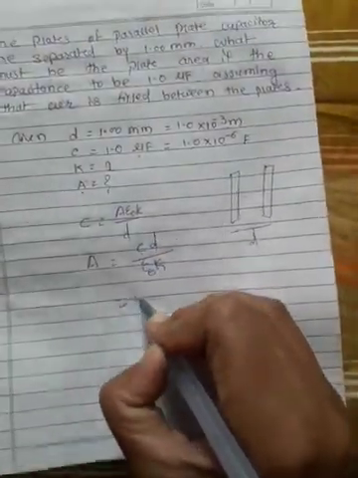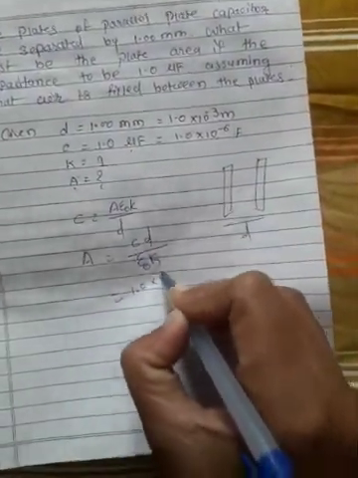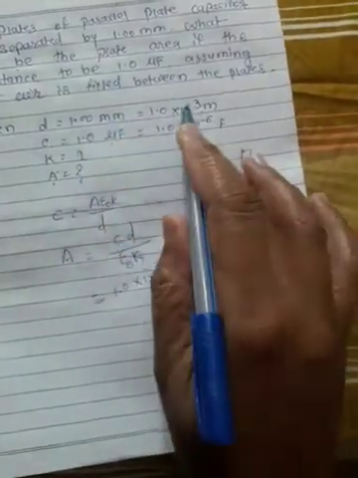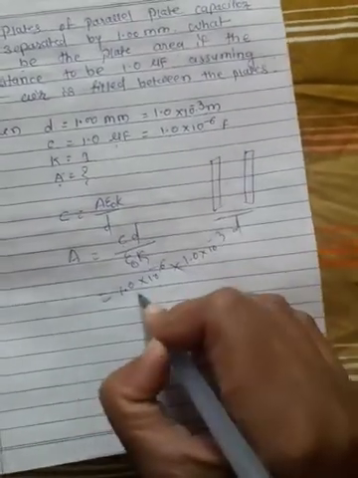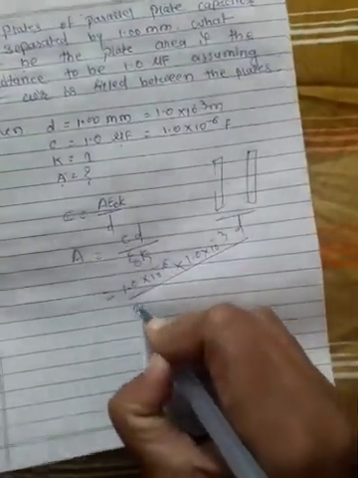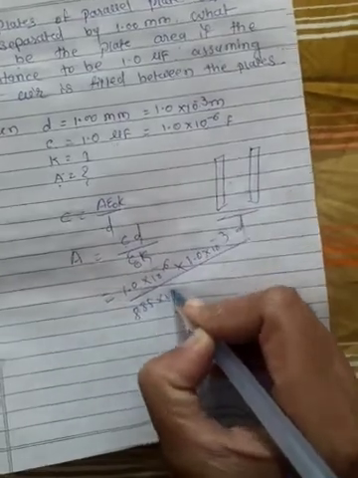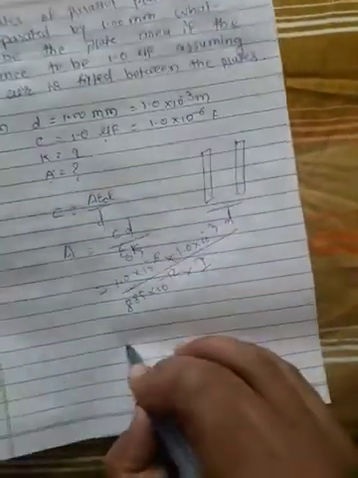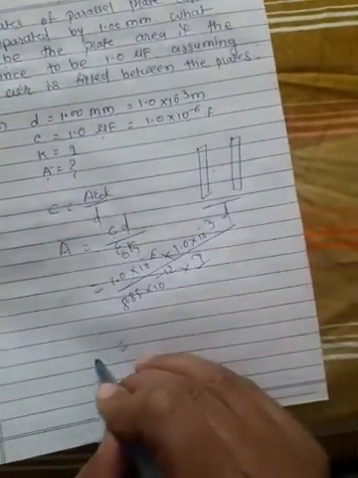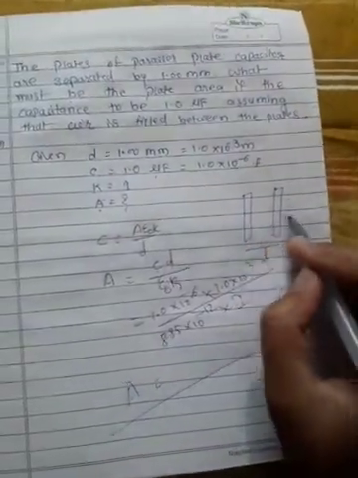C is 1.0 × 10^-6, D is 1.0 × 10^-3, ε₀ is 8.85 × 10^-12, and K equals 1 here. Solving this, we can get the value of A, which is the area of the plate. We can use the calculator to calculate this answer.